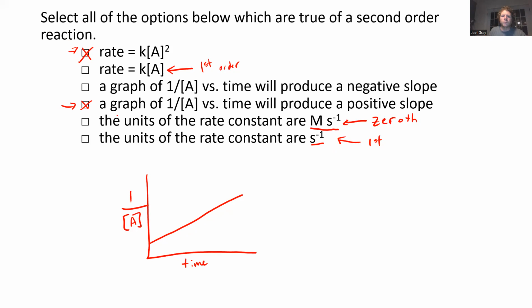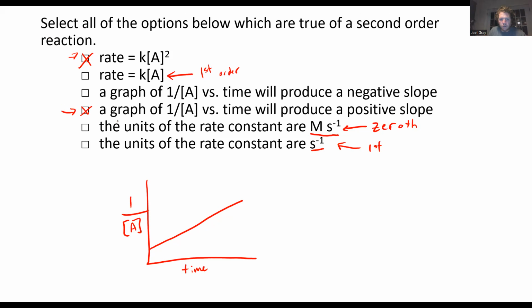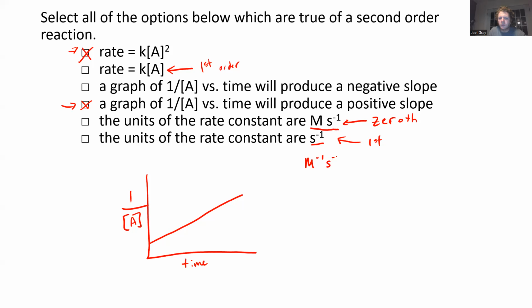The correct units for a rate constant for a second order reaction are M to the negative 1, seconds to the negative 1, which is the same as 1 over molarity seconds.